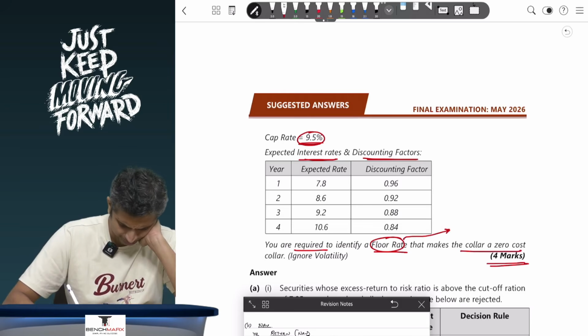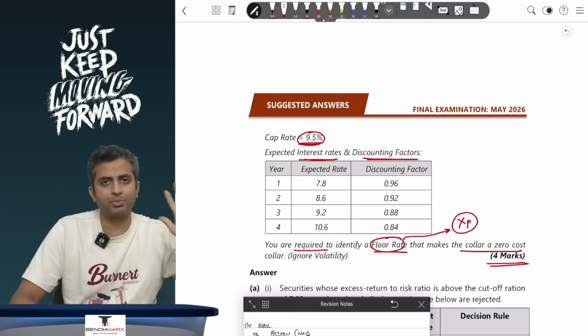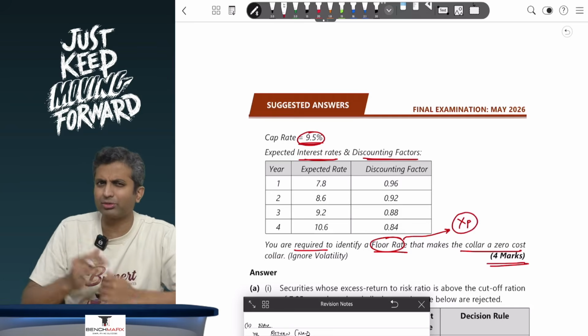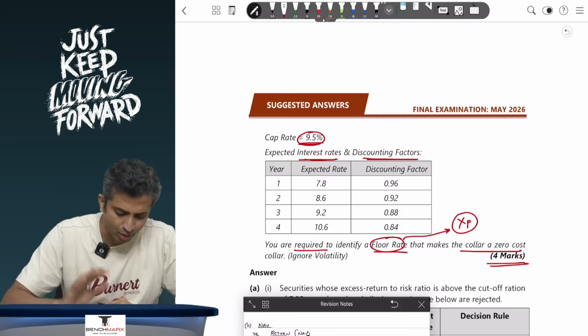Maybe this is the floor exercise price. Floor rate can also be the floor premium, and if it is a floor premium, then perfect. We will be able to calculate. But the floor exercise price requires a bit of ambiguity over here. Let us see what has to be done over here.